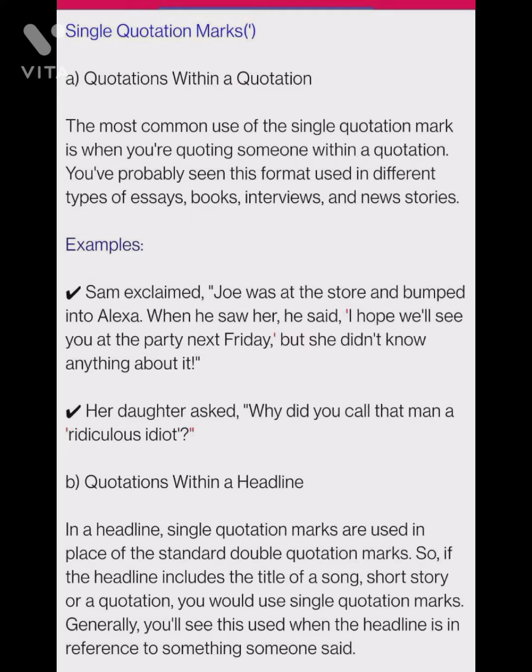So this is how we use a single quotation mark. Below, I have given examples also. And quotation with a headline. We also use a quotation for a headline.